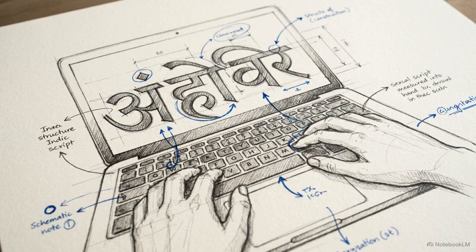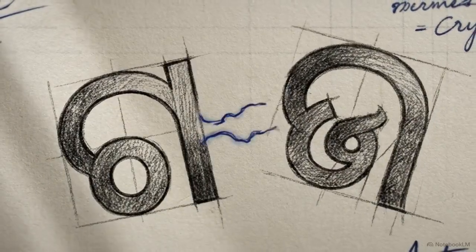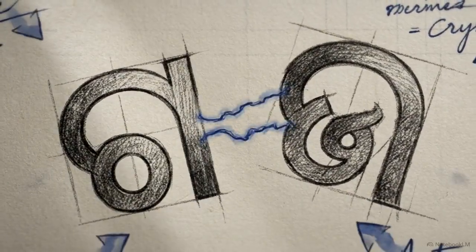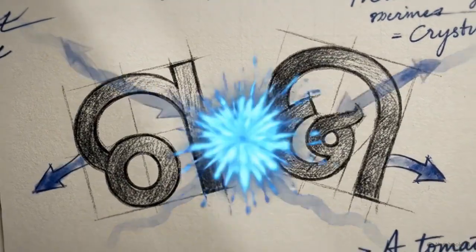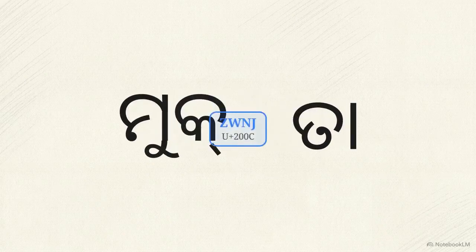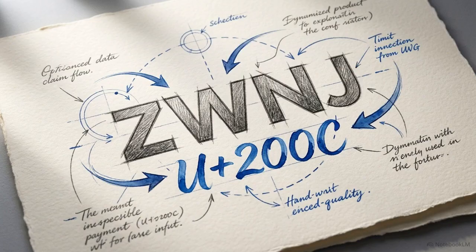If you type in Indic scripts like Odia, Bengali, or Hindi, you know the frustration. You press the keys for two separate consonants, and the software immediately snaps them together into a tight, merged cluster. To stop this automatic merging, you need a specific invisible tool called the zero-width non-joiner, encoded as U+200C.